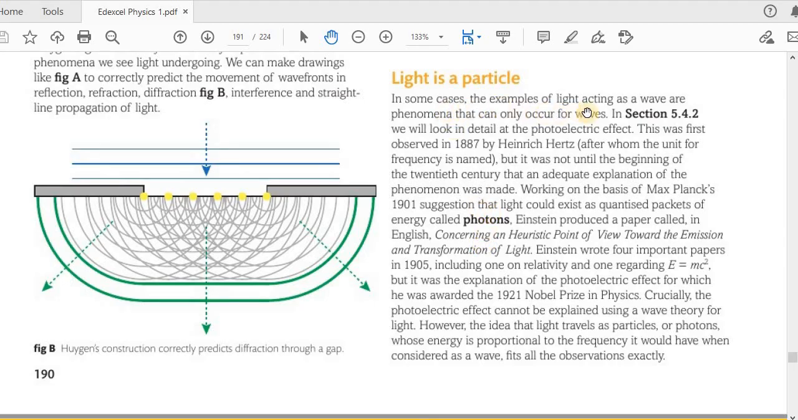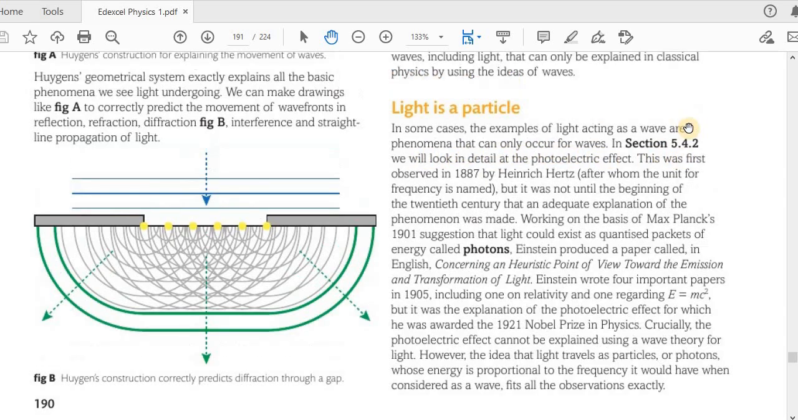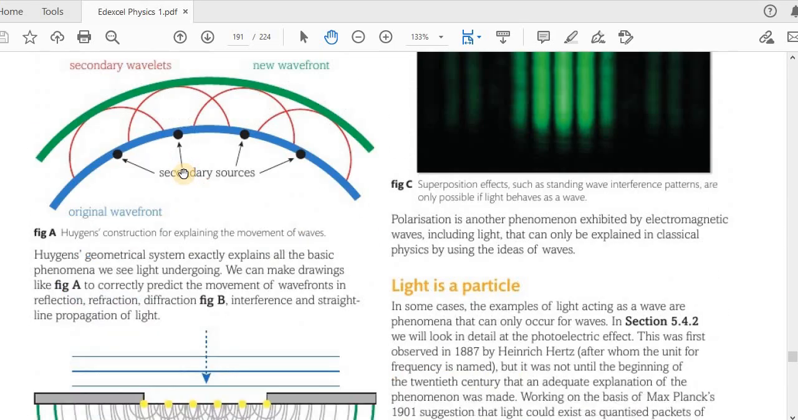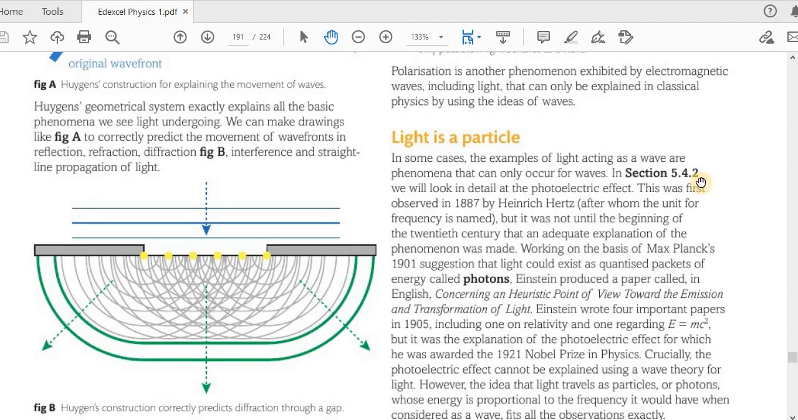In some cases, the examples of light acting as a wave are phenomena that can only occur for waves. This is section 5.4 part 1. We will see the details in 5.4 part 2. We will need to apply this there, where we will see photons, where light is acting as a particle, because one photon removes one electron. So we will see that in the next part, section 5.4.2. Right now we are in section 5.4.1.